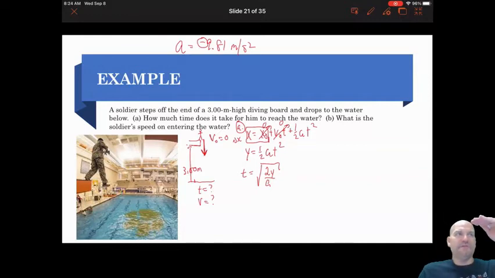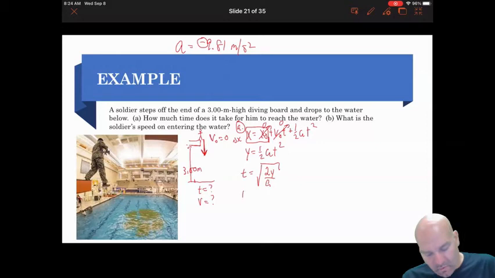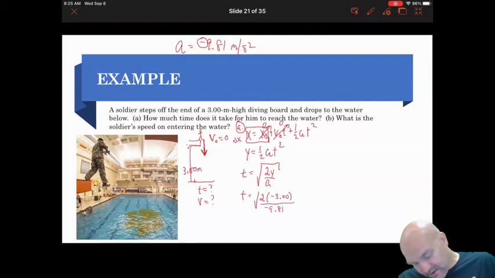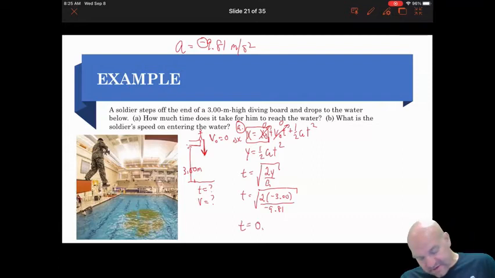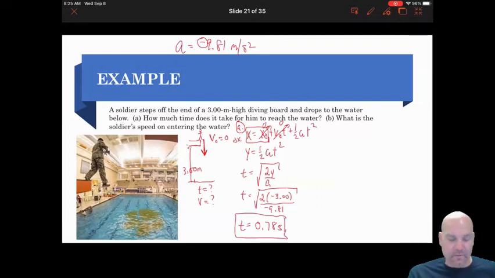And so if we're starting up here as our initial position of 0, we're dropping down, which means our y, or our height, is actually going to be a negative number. So we're going to do 2 times negative 3 over negative 9.81 will give us the time. So 2 times 3 divided by 9.81, and then we're going to take the square root of that, which tells us that it's going to take 0.78 seconds to reach the ground, or the water.